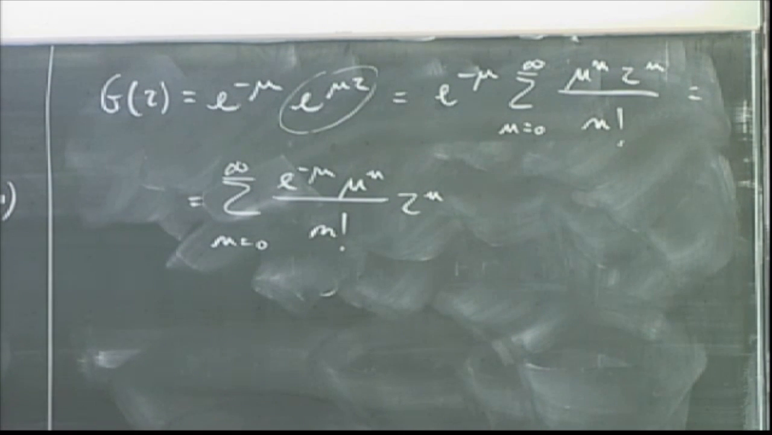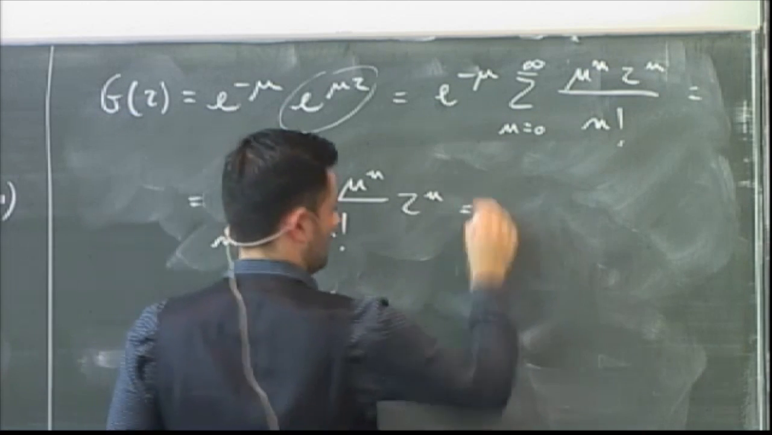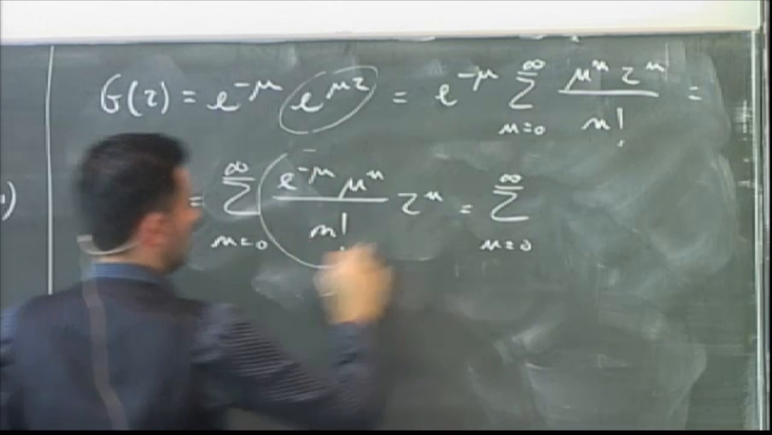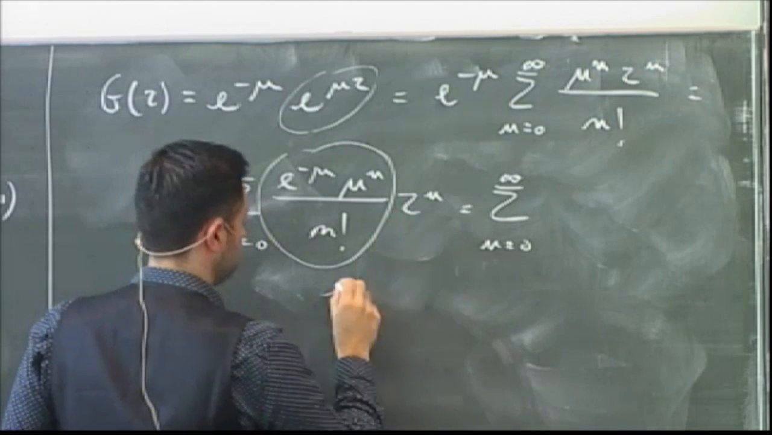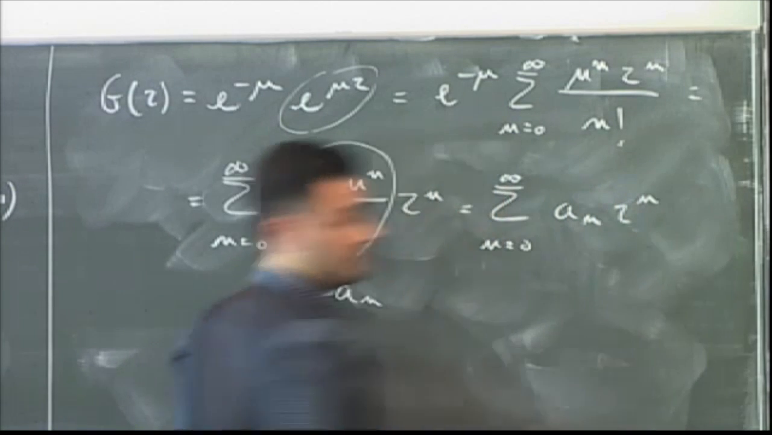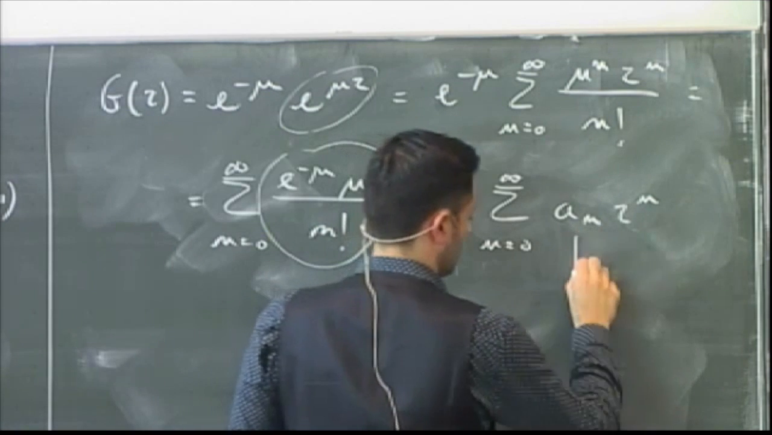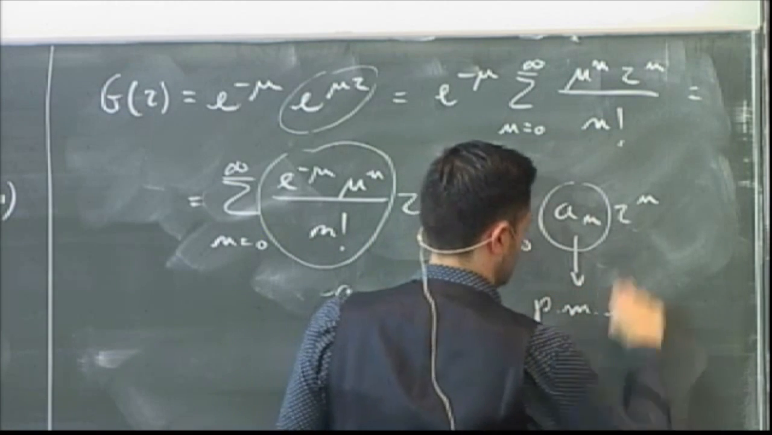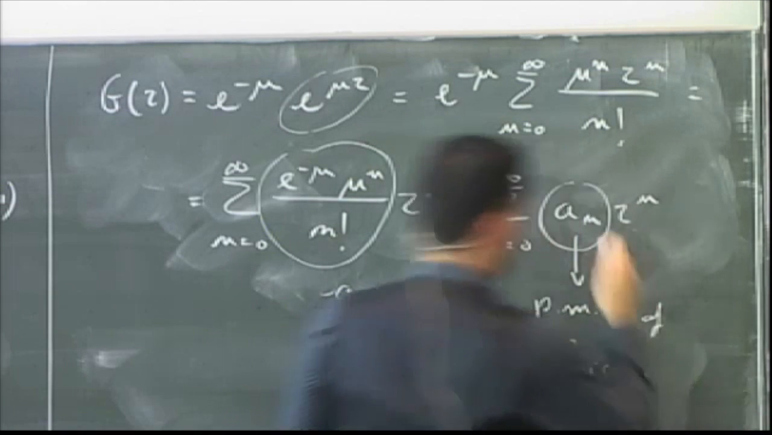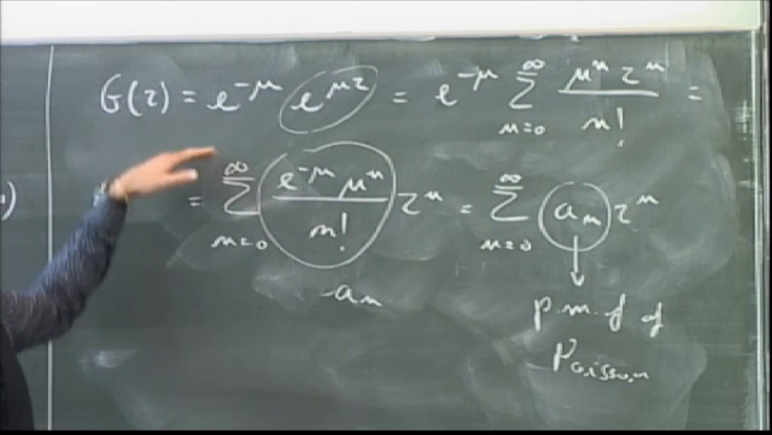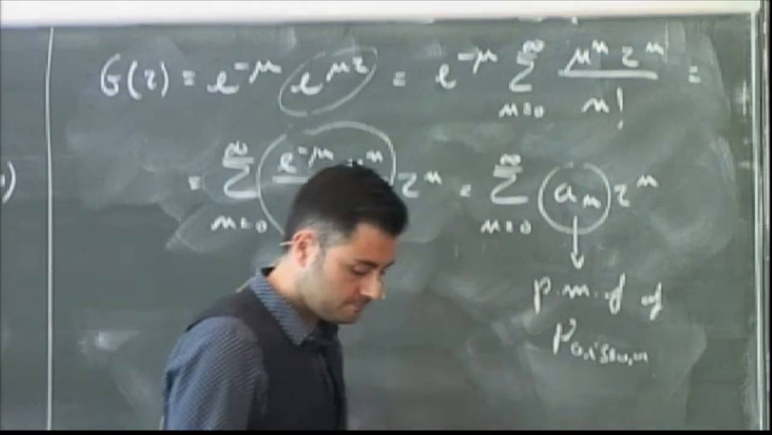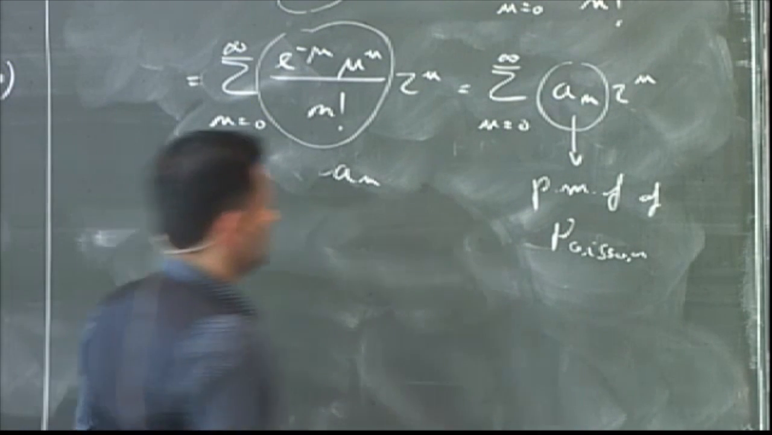You agree? This is, if you want, the summation from 0 to plus infinity of, let's call this object, I don't know, a_n z^n. What is this? Yeah, exactly. It's the probability mass function of a Poisson. And this is the power series representation. So it's the probability generating function of our portfolio, which is Poisson.